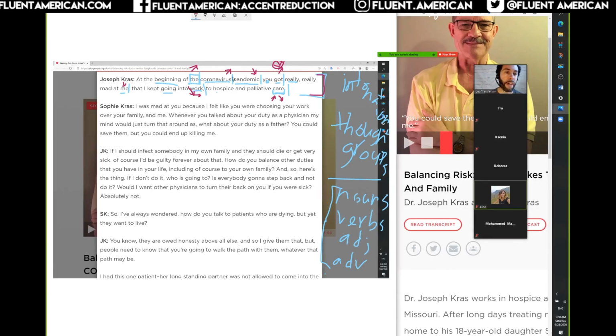So for instance, if I wanted to read this and I want to try to sound just like him, it's like, at the beginning of the coronavirus pandemic, you got really, really mad at me that I kept going into work to hospice and palliative care.